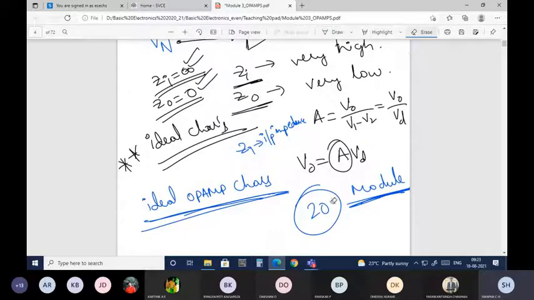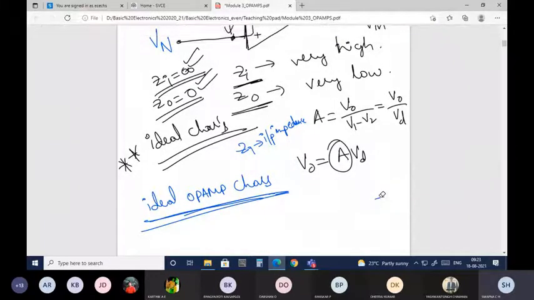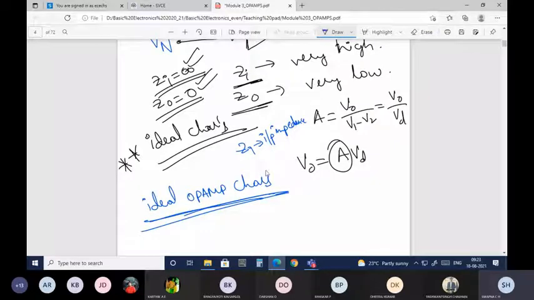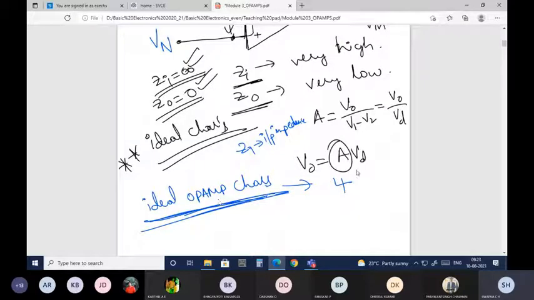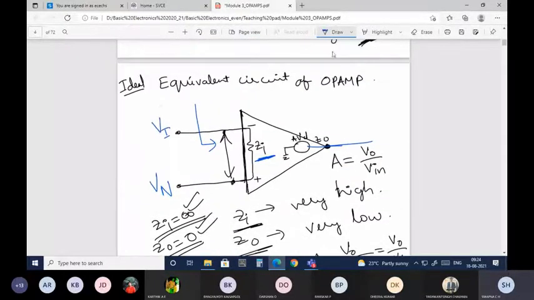Okay, it's very simple. That's why I thought I'll teach you this module first. In that they have given ideal op-amp characteristics for 4 marks. 4 marks directly you'll get, and there you have to just specify what is the input impedance. I'll tell you the parameters. Even if you have written 4 parameters, I have given marks. 4 parameters, 4 marks I have given. So this is very important. Okay, so this is the ideal op-amp equivalent circuit.